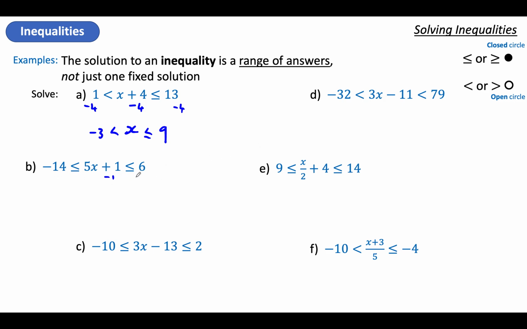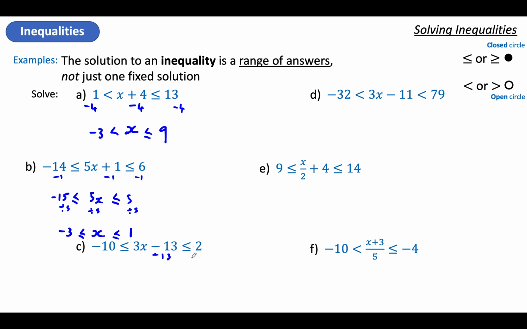B, let's take away 1 from all 3 parts. So negative 15, be really careful with those negatives. And that's 5x is greater than or equal to negative 15. That is not 13, but 15. And less than or equal to 6 take away 1 is 5. And then divide by 5. So we have negative 3, the symbol that we want, x, the other symbol, and 1. X is greater than or equal to negative 3, but less than or equal to 1.